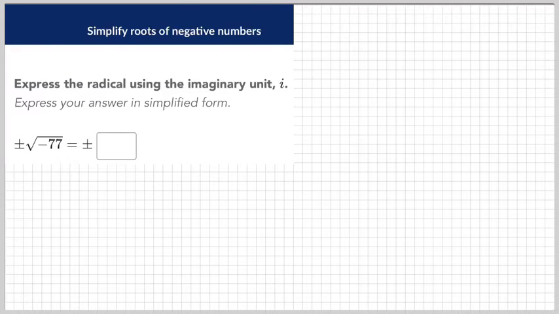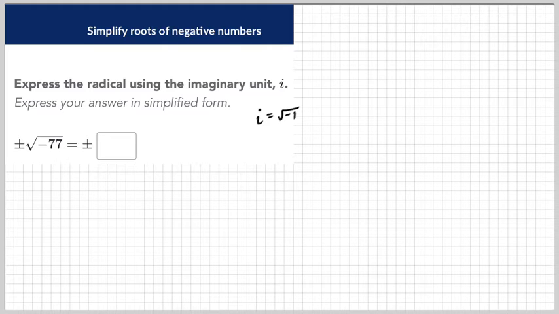The topic here is simplify roots of negative numbers. Express the radical using the imaginary unit i. That's a special letter right there. That letter, i, means the square root of negative 1. That's why it's imaginary, because you can't take the square root of negative 1.